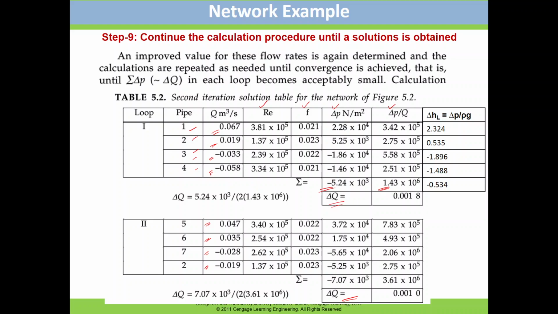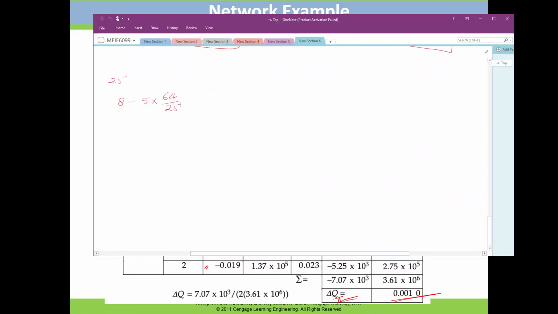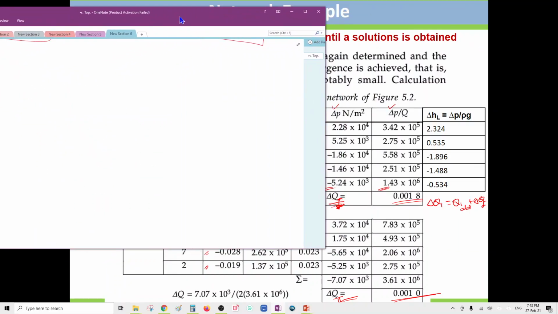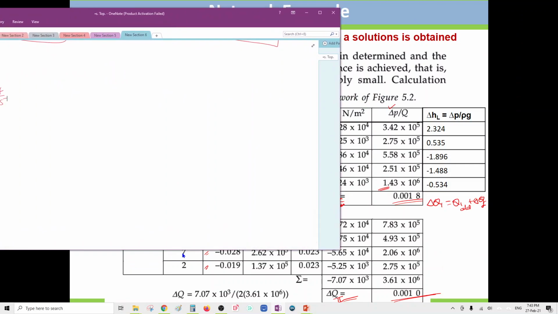So after doing this, we get the value of delta Q. This is delta Q for loop 1, which is 0.0018, and this is the delta Q for loop 2, which is 0.001. So now when you have a delta Q, you have to again correct the discharge. You have to again correct the discharge for the Q1. So Q1 equals Q1 old plus delta Q from loop 1. So you have to do these things again and again until you stop the iteration.